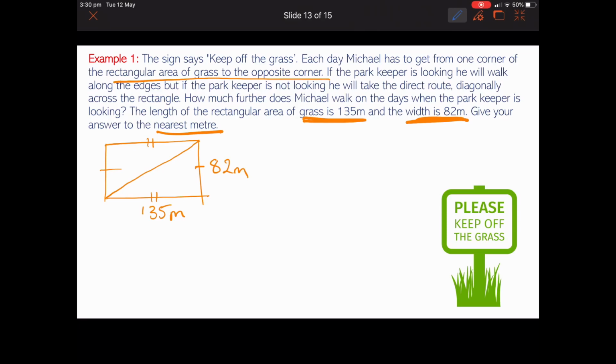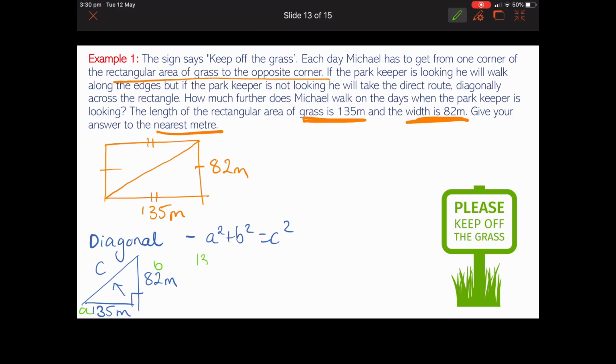Okay, so I'm going to find the diagonal first. So the diagonal is going to use this triangle here where we've got 135 metres and 82 metres. And this would be our right angle, which means this is our C value. So I'm going to be using a squared plus b squared equals c squared. And let's label, this is our A, this is our B. So 135 squared plus 82 squared equals c squared.